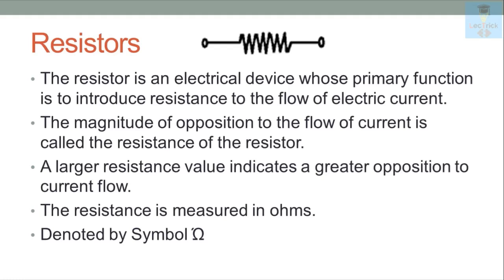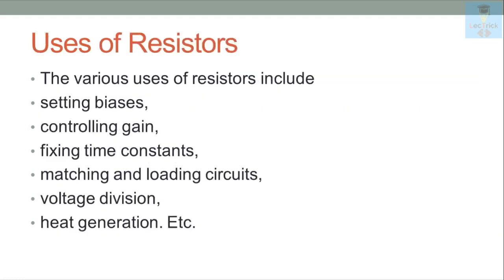And we'll go to the uses of resistors, where resistors are used. Everywhere, we can say, in any electronic or electrical circuit, resistors are used with different resistance values and different power ratings and capacity. So various uses like setting biases, controlling gain, and fixing time constants, since time constant depends on resistance also. Then matching and loading circuits, and voltage division, like a voltage divider. Then heat generation, like we can use it for cooking food also, by using a resistor like nichrome wire. So these are a few uses of resistors.